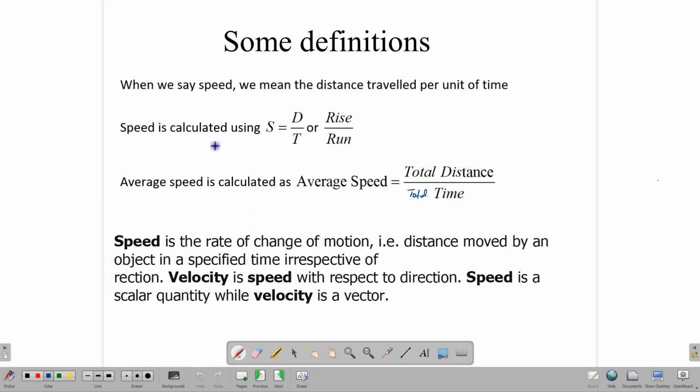Now, speed can be calculated using the formula S equals d over t, or we say speed is equal to distance over time, distance divided by time, or we may use it in the form rise over run. You may recall that rise over run is one way in which we calculate the gradient of a straight line. Average speed is calculated as the total distance divided by the total time.